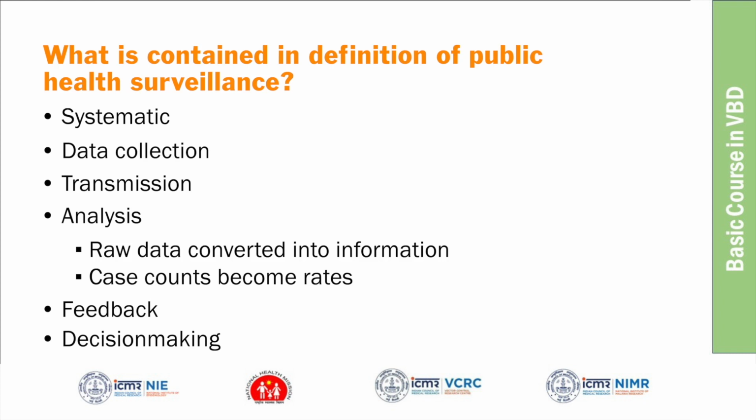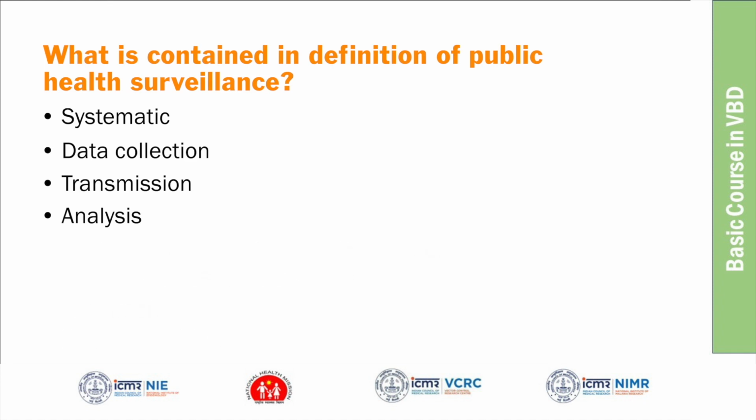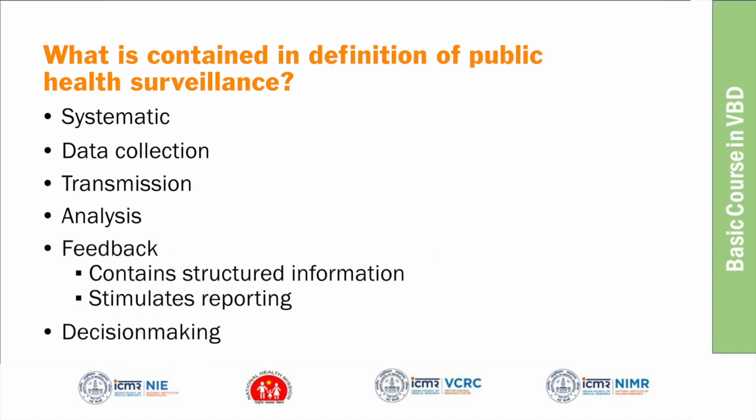Here, instead of just a number of counts, for example 10 cases from district A or 10 male cases, we can convert this into rates, like infant mortality rate, maternal mortality rate, or death rate. We convert the data into information or rates. Once we have analyzed the data, the next step is feedback. The feedback has structured information and is used for reporting. Based on this, we make the decisions.